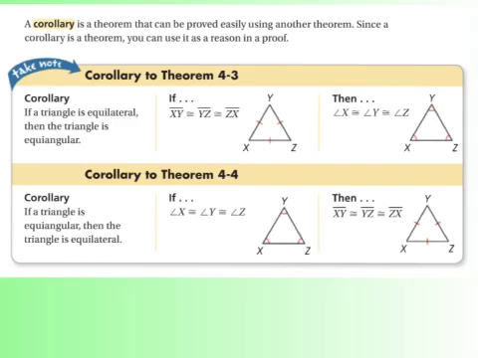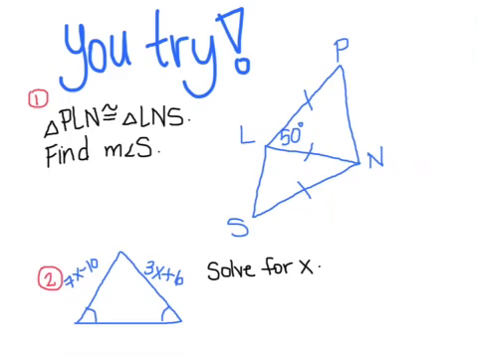Corollary to theorem 4.4, the converse of the isosceles triangle theorem, says that if a triangle is equiangular, then the triangle is equilateral. So here it's basically the same thing as the isosceles triangle theorem and its converse, just referring to equilateral triangles. Alright, it's your turn. You try problem 1 and problem 2. Once you finish, that wraps up this video.